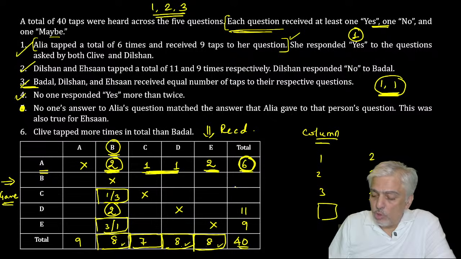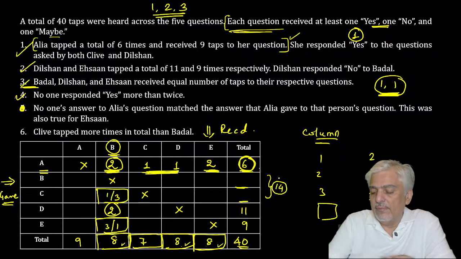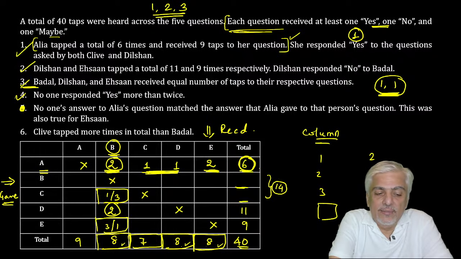That means the two that are missing here, add up this: 6 plus 9 plus 11 is 20, 20 plus 6 is 26. That means the total of these two is 14. The total of these two is 14. And they are saying Clive is more than Badal.